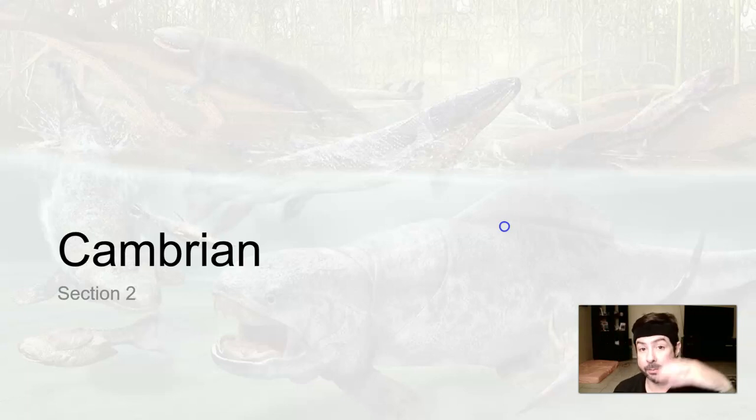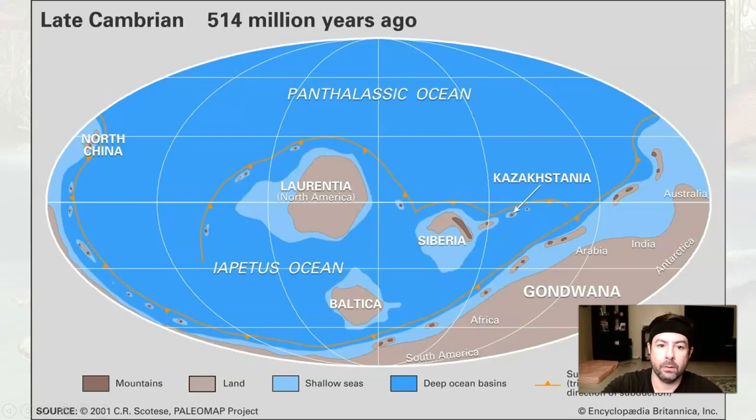Okay, so let's talk about the first period in the Paleozoic era, Cambrian. Again, just a little reminder: this is kind of what Earth looked like in the Cambrian. Laurentia was North America, modern North America.